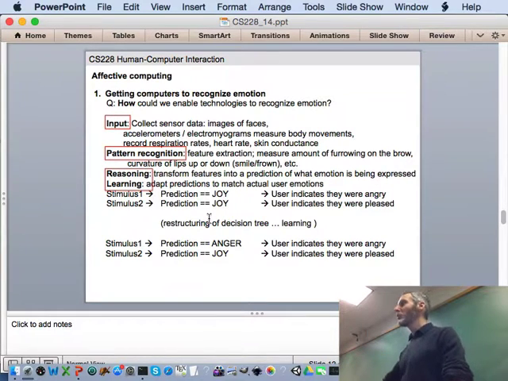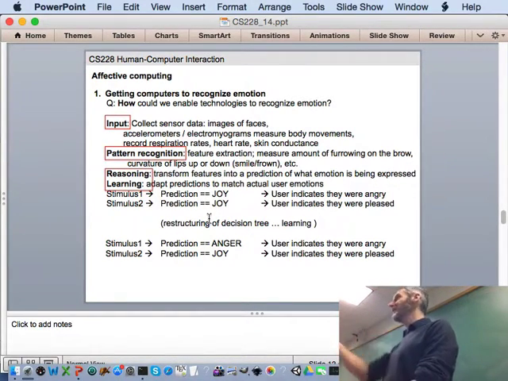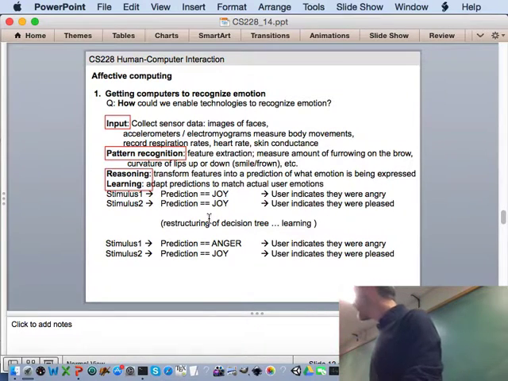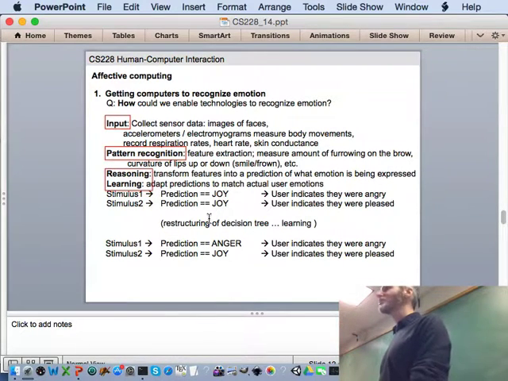So again, we might want to put some learning on top where if the system makes an incorrect prediction about emotional state, you take that information, add it to your training set, and improve your learner so it doesn't make that mistake again. So again, here in this cartoon example, it's just restructuring a decision tree, but we could use a KNN learner here. How would you do that?